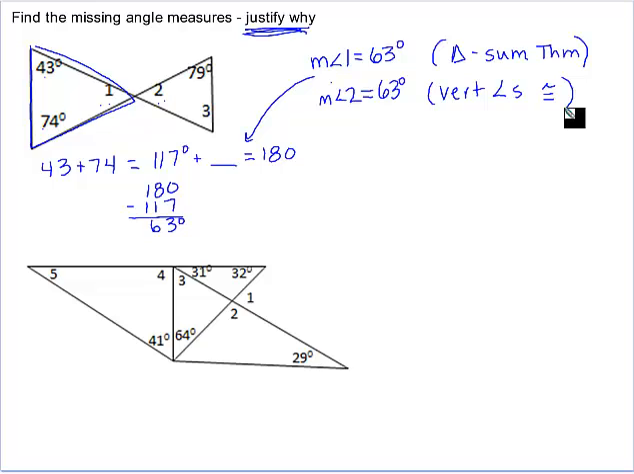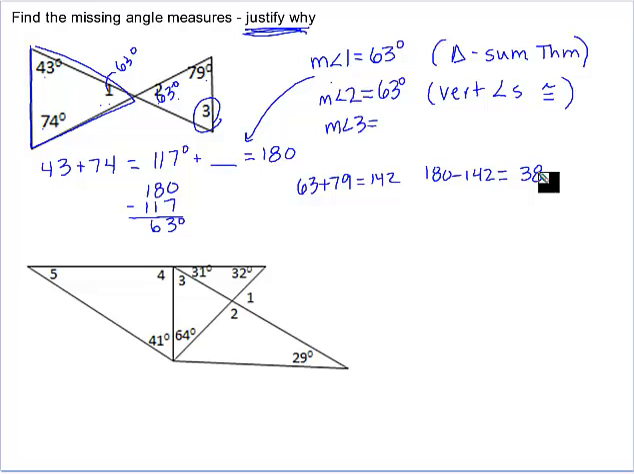And so now we have angle 1 is 63 degrees, angle 2 is 63 degrees, and we just need to find angle 3. Well, once again, if we take a look at angle 3, we know two of the angles. We just have to find the third. So we need to add our two known angles together. So we would take 63 plus 79 and get 142. And then we would have to subtract that from 180. 180 minus 142 is 38 degrees. So the measure of angle 3 is 38 degrees. And the justification is the triangle sum theorem.